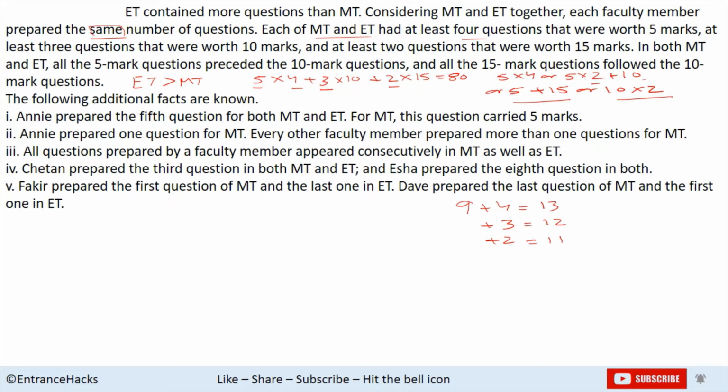Now we know the following additional facts. Annie prepared the question for both MT and ET. For MT, these questions carried 5 marks. Okay, so what we'll do, we'll write MT and ET. So at least 11 questions would be there for MT, right? So we'll write it like this and find out which question was of how many marks and who prepared that. So at least 11 questions would be in MT and at least 12 questions would be in ET.